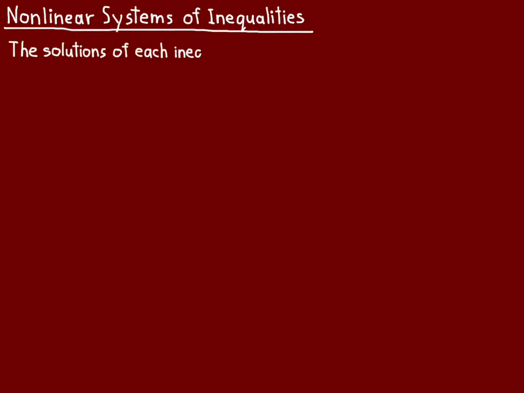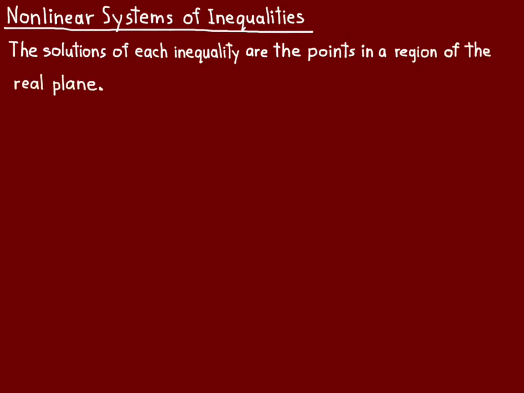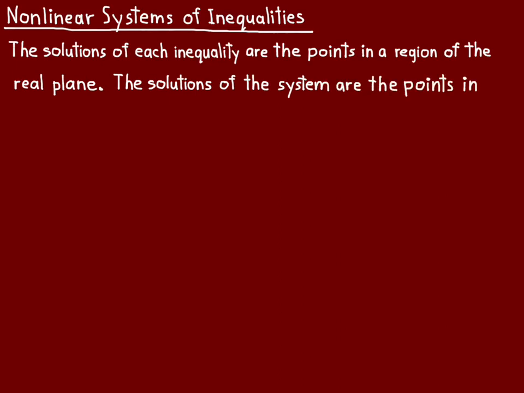Okay, solutions of each inequality are the points in a region of the plane, of the real plane. Okay, the solutions of the system are the points in the intersection of these regions, because it has to be a point that is in the solution set for both of the inequalities, or all of the inequalities if there's more than two.